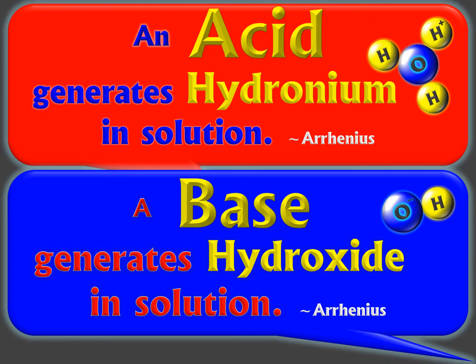We talked about one definition, the Arrhenius definition, that an acid generates hydronium in solution, probably aqueous solution. A base generates hydroxide in solution, probably an aqueous solution. Those are the definitions of acids and bases. Those are the ones that we use all the time.